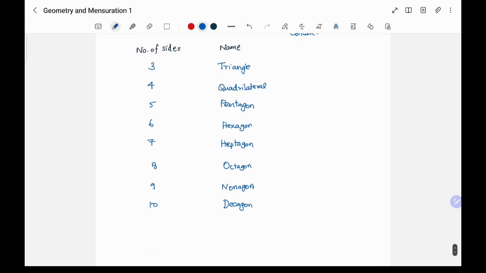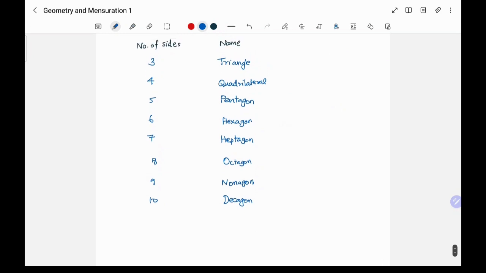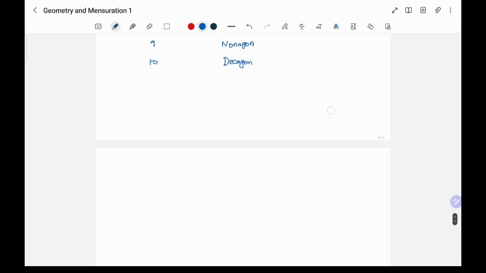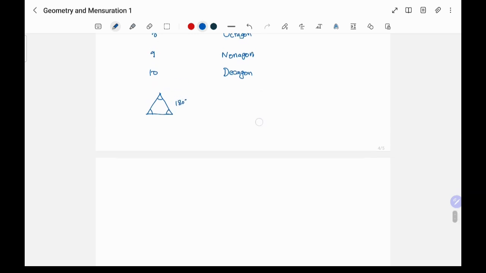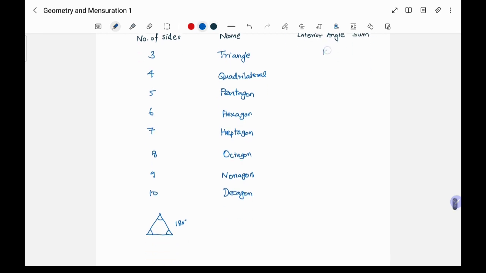Okay. So we saw what the different polygons are, and there are other special names also for higher numbers of sides, but knowing this much is sufficient for us. So there are also other properties, like you can take the interior angles. For triangle, the sum of interior angles is 180 degrees.